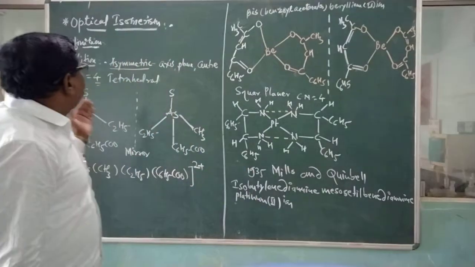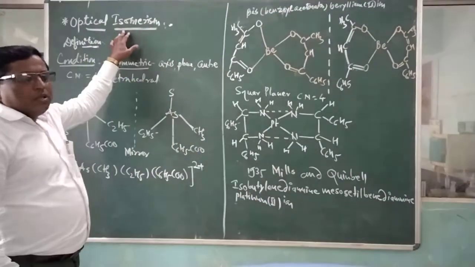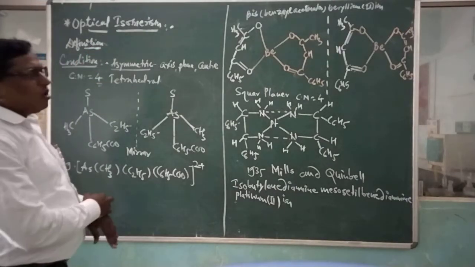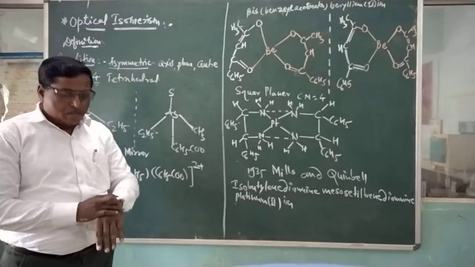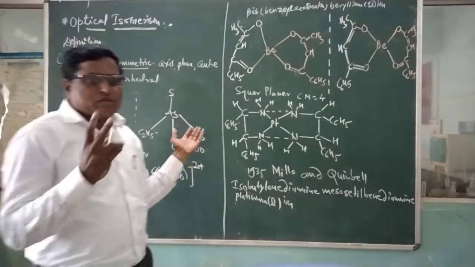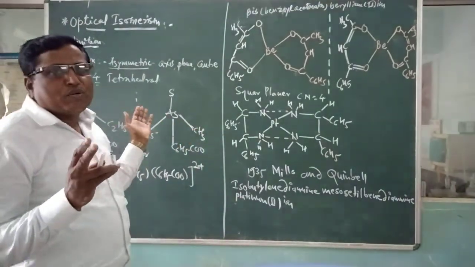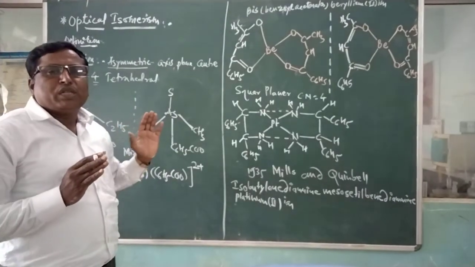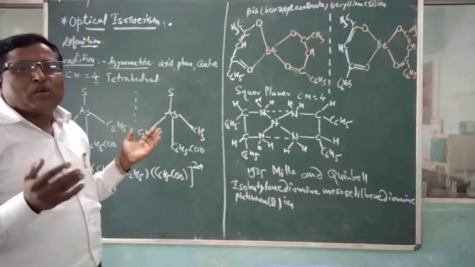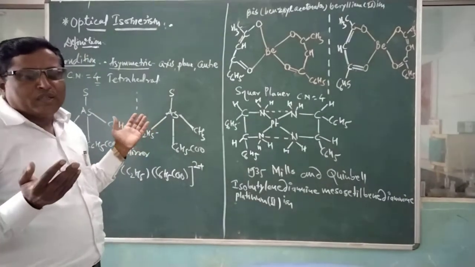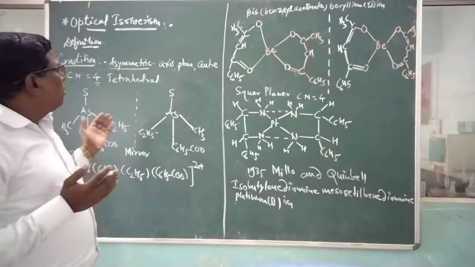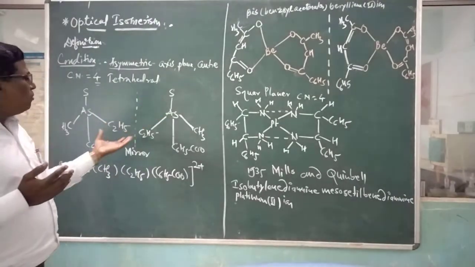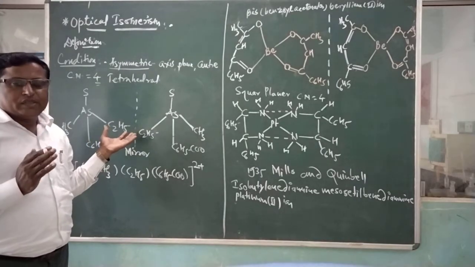Today we will see the next point, that is optical isomerism. First of all, we are going to see the definition of optical isomers. Optical isomers are two coordination compounds having the same molecular formula but different arrangement of the ligands in space around the central metal atom or ion, in such a way that one is a mirror image of the other and cannot be superimposed on each other.